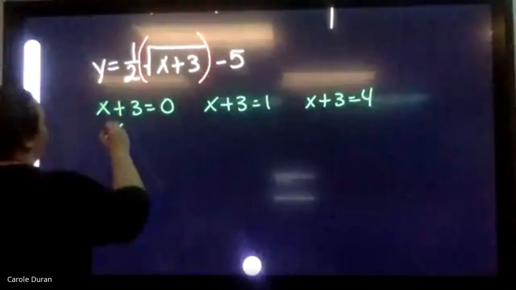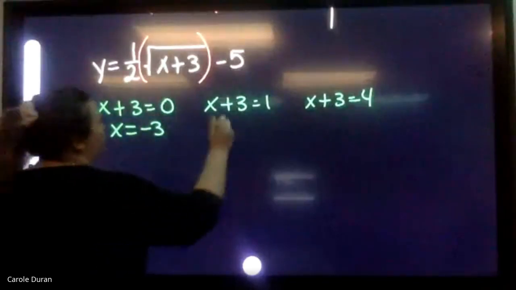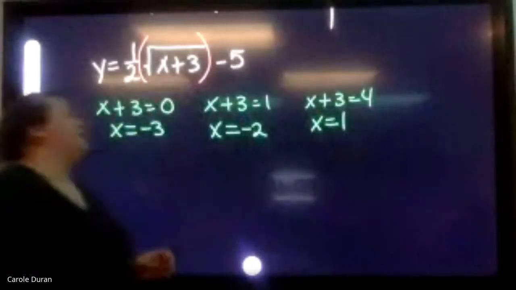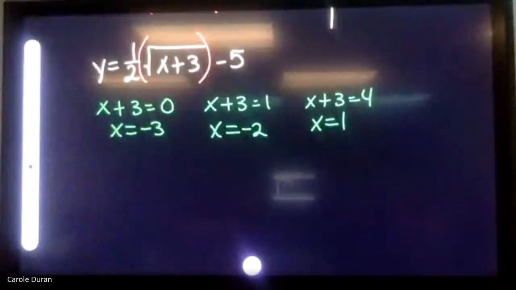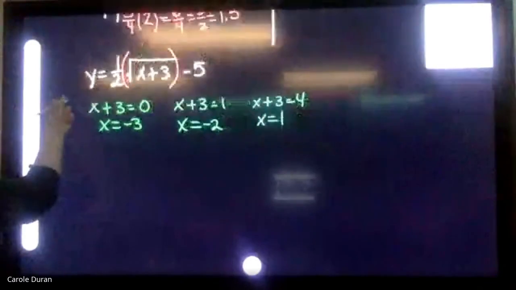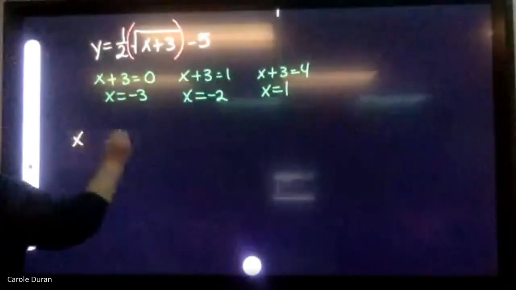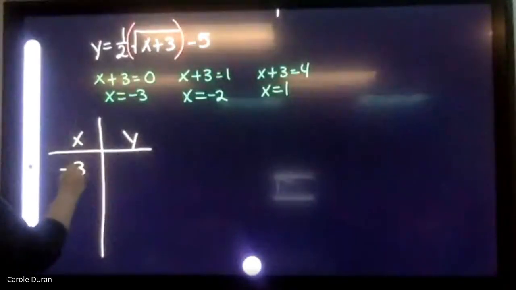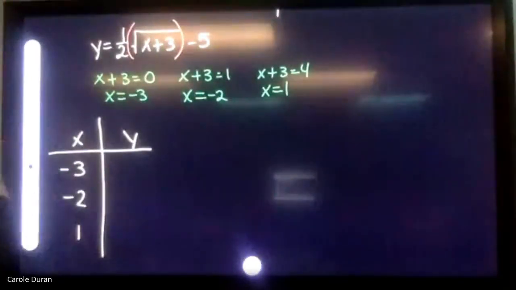I then subtract 3 over on all of these. And I get -3, -2, and 1. So those are the x values that I'm going to be plugging in to graph this. I make my xy table. I put those 3 numbers down. And then we're going to start plugging them in. Is everyone okay on how I got -3, -2, and 1? Anybody confused?